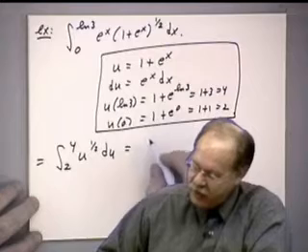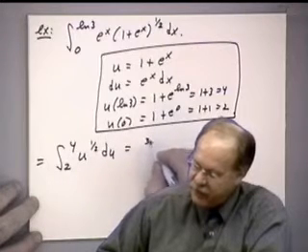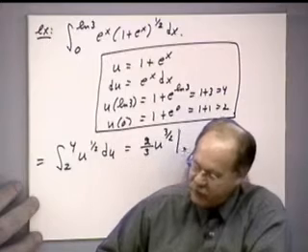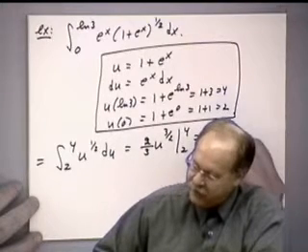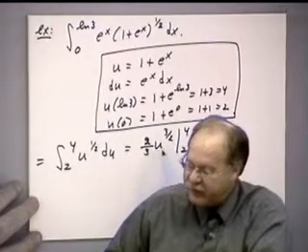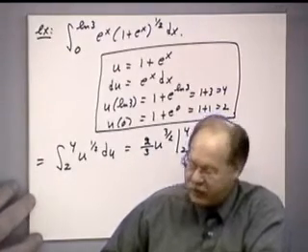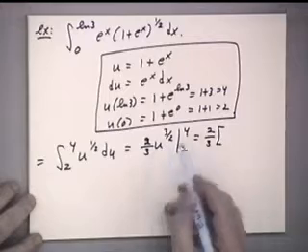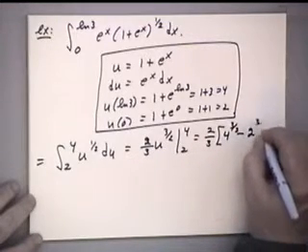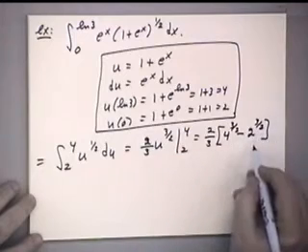This is now, adding 1 to the power gives me 3/2, so this will be 2/3 u to the 3/2 from 2 to 4. That's 2/3. I like to pull constants out rather than leave them in here as I'm working, so I put this here. Then I just need to put the 4 into the u to the 3/2. So 4 to the 3/2 minus 2 to the 3/2. And you can stop there if you like.